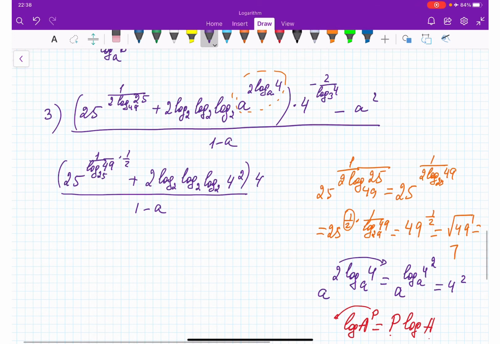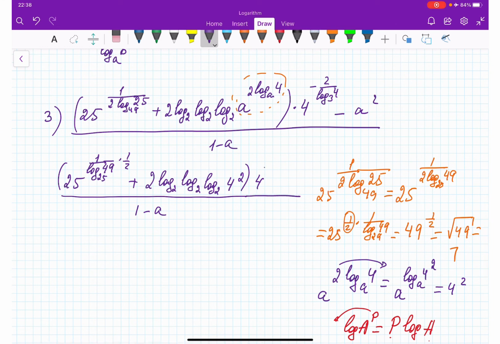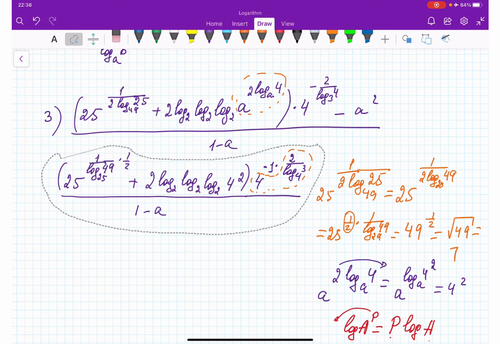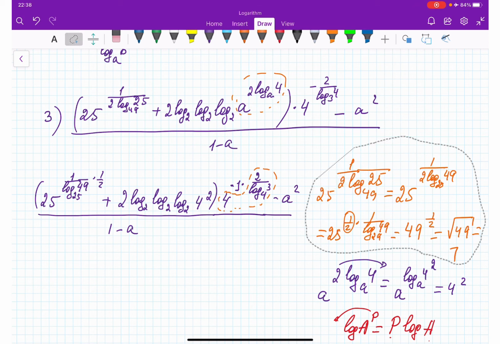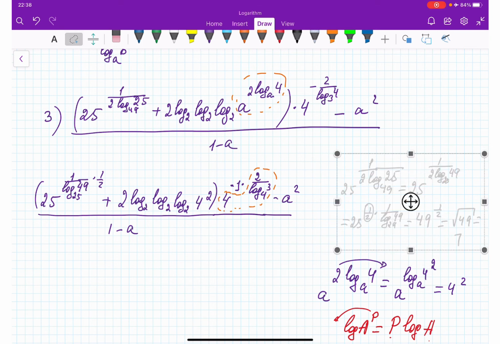Can we do some changes here? Yes, -1. I can put here -1 times 2 over, and I'm switching logarithm 4 by base 3. I'm switching logarithm 3 by base 4. So I can have this operation. Look. Right? And what we have, minus a squared. Let me move this. Minus a squared. And actually I need to squeeze this one a little bit. There we go.